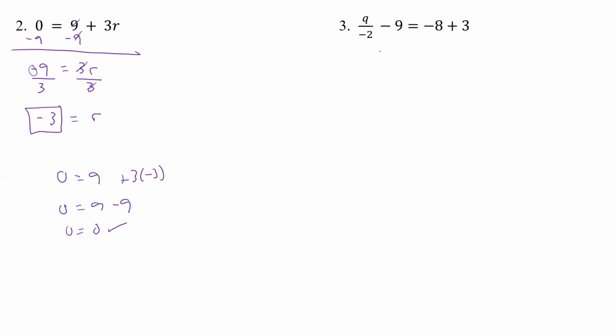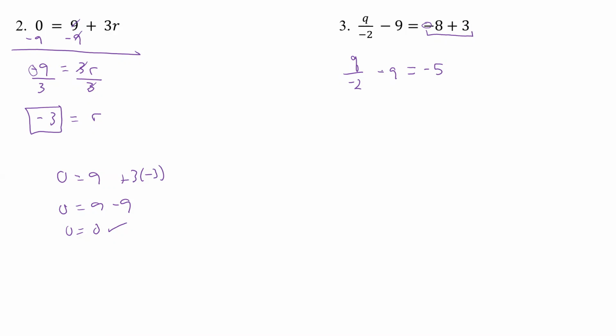All right, so what do we got over here? Well, we've got a division, and then we have the subtraction, and then we have an addition over here. So let's do what's over here first, okay? So that gives us q over -2 minus 9 equals. Now we have opposite signs, so we can take the larger 8 minus the smaller 3. 8 minus 3 is 5. Now what's the sign going to be? It's going to be negative.